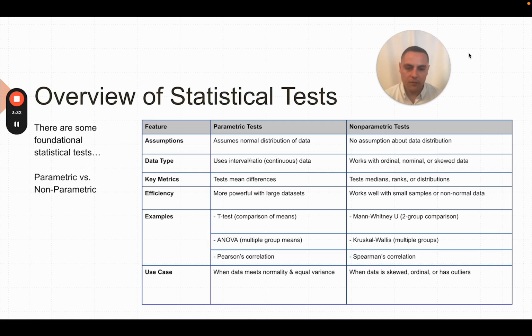The final point there is the use case, right? The parametric we're using when data meets this normality assumption. Often we're looking at the variance as well. With non-parametric, we'll more so use when the data is skewed, ordinal, or has outliers. And when we think about this, we want to make sure that we're actually testing these assumptions, so we're not blindly applying a parametric test when in fact we should use a non-parametric test.